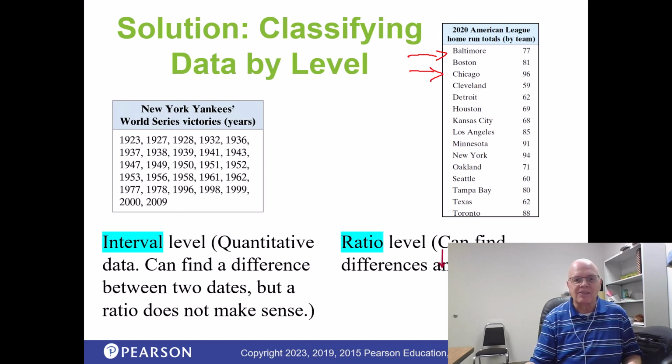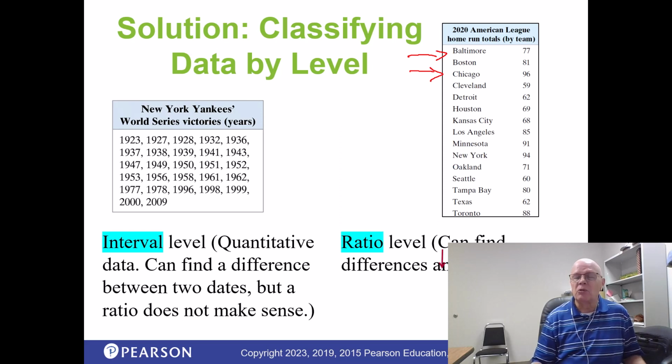You certainly can't subtract them. You can't say one city is twice as good as the other one. So it's not ratio. Nominal only. This is ratio, and this back here is interval. I hope you got those or got close.